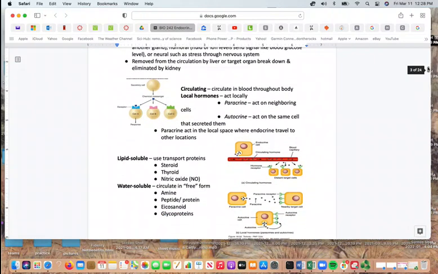So with hormones, some of them can be circulating. Well, those circulate in the bloodstream throughout the body. Others will act more locally. So when it's paracrine, it's going to act on neighboring cells. When it's autocrine, it will act on the same cell that actually secreted it. But both of those do act in a local space. With the endocrine, they can travel to other locations.